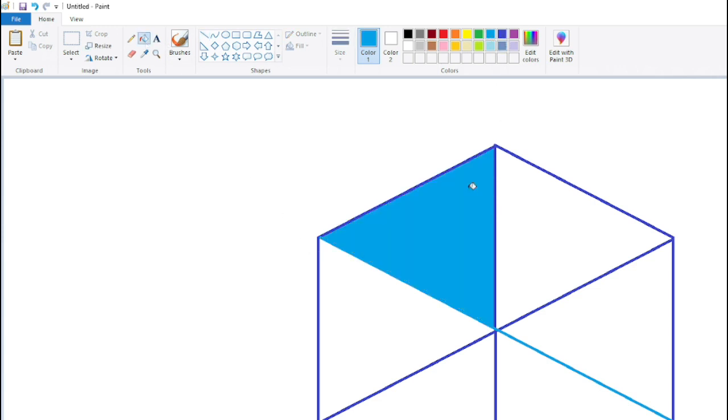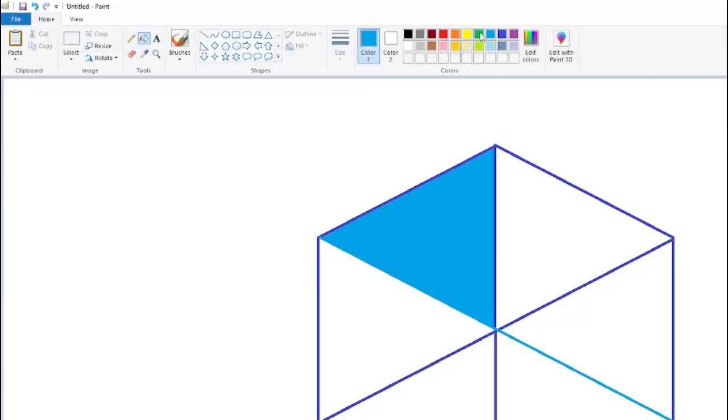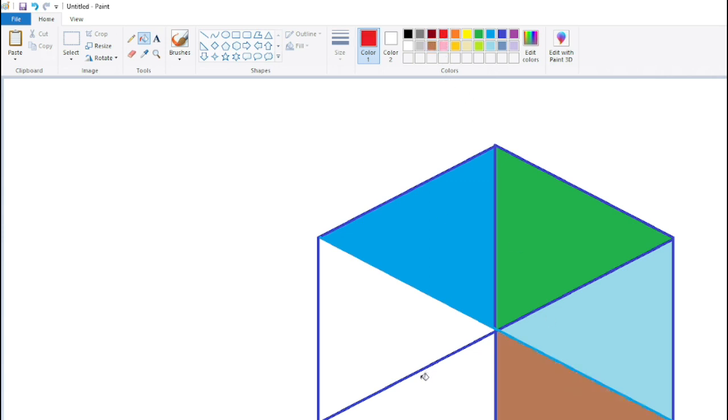Yes, see, this represents 1 by 6. How many does it represent? 1 by 6. Now what you have to do in this one, third, 5 by 6 means you have to give color to 5 boxes. I'm using different colors. I have sufficient color with me, right?